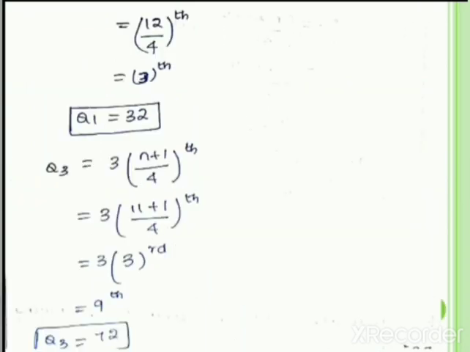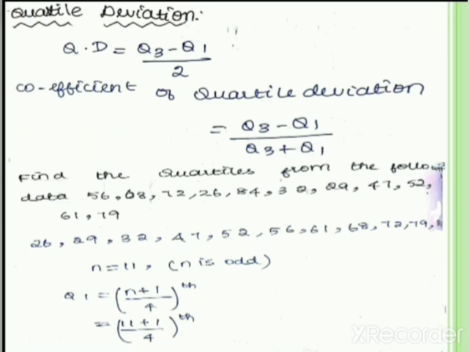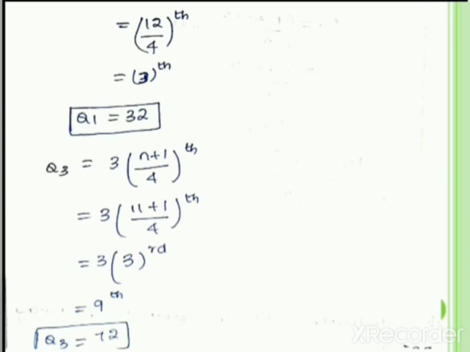Similarly, we have to find the third quartile. Q3 is equal to 3 of (n plus 1) by 4th observation, which is 3 of (11 plus 1) by 4, which is 3 of the third observation. So 3 into 3 is 9. The ninth observation in our given data, which is our ninth value, is 72. So our third quartile is equal to 72.